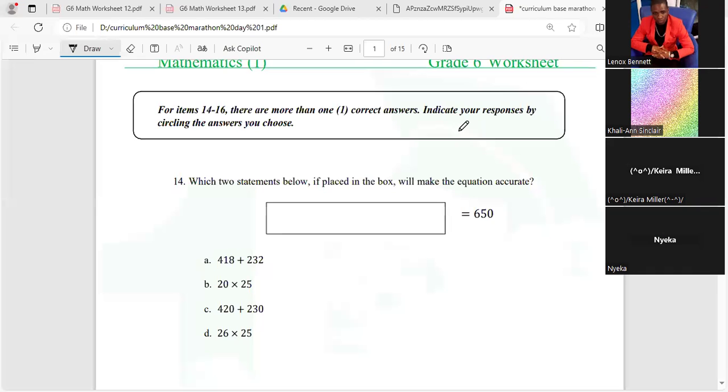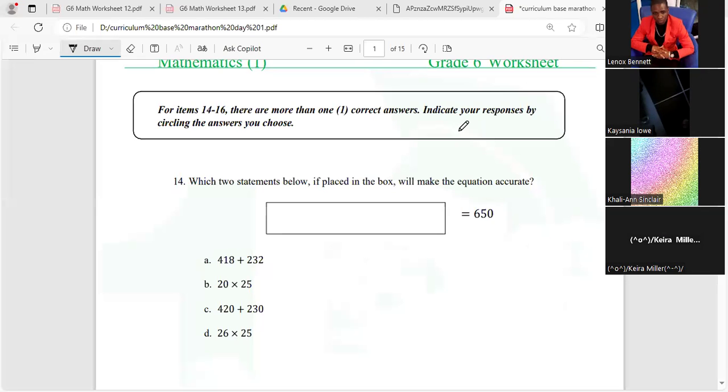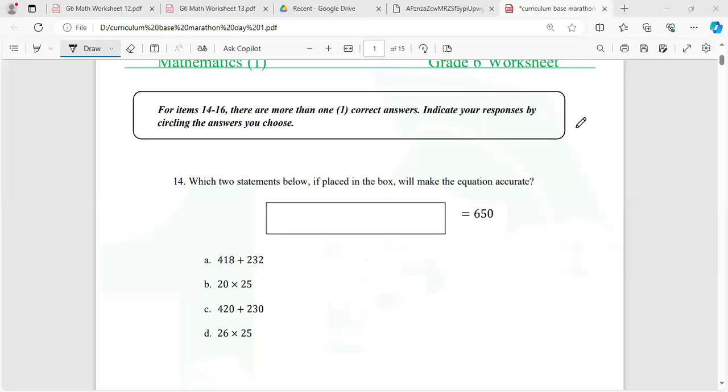So guys, don't watch the numbers because I literally put them together. Alright, so it says, which statement below, if placed in the box, will make the equation accurate? Since it's an equation, everyone should be able to do it.